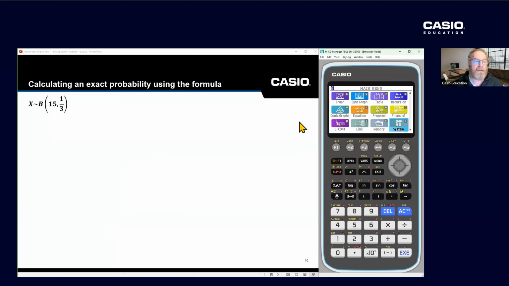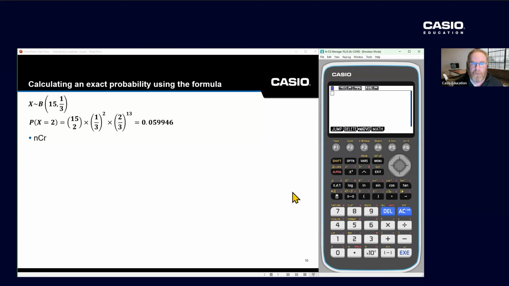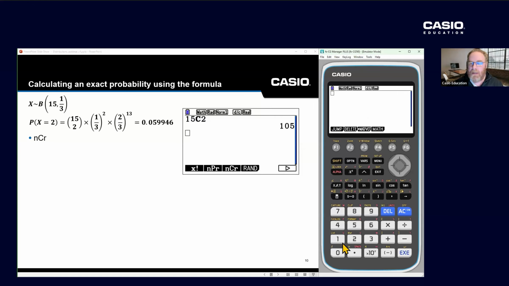So if we want exactly 2, that is the calculation that students could attempt to do manually. You might approach the beginning of binomial probability this way. So we can use the NCR functionality. I need to go to run matrix, and there I can enter my N. I will use option.